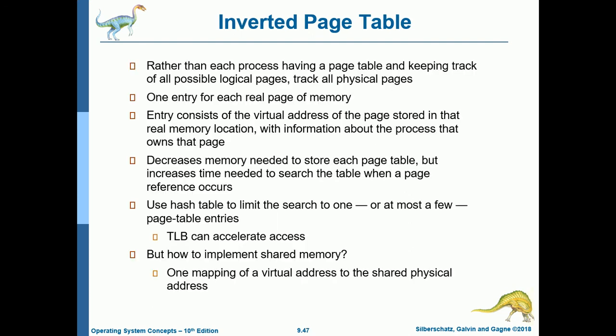Okay, next, aside from the hashed page table, we have the inverted page table. Rather than each process having a page table and keeping track of all possible logical pages, track all physical pages. So one entry for each real page of memory. The entry consists of the virtual address of the page stored in that real memory location, with information about the process that owns that page. The advantage is it decreases the memory needed to store each page table, but increases the time needed to search the table when a page reference occurs. So use a hash table to limit the search to one or at most a few page table entries.